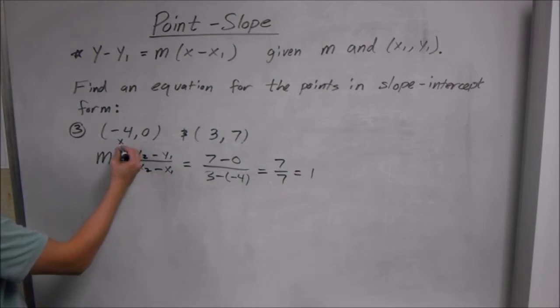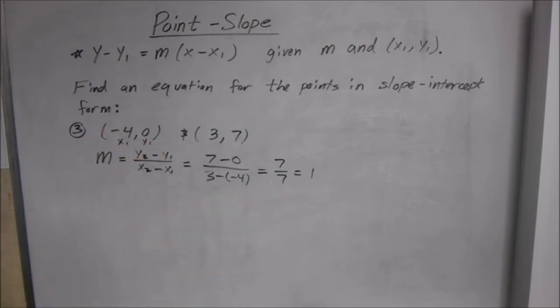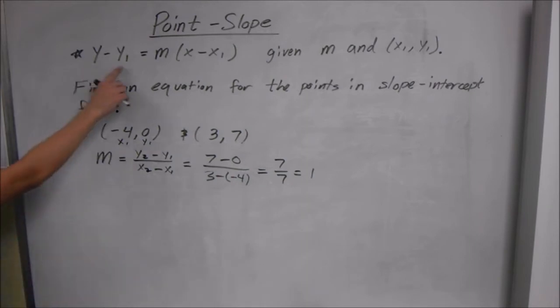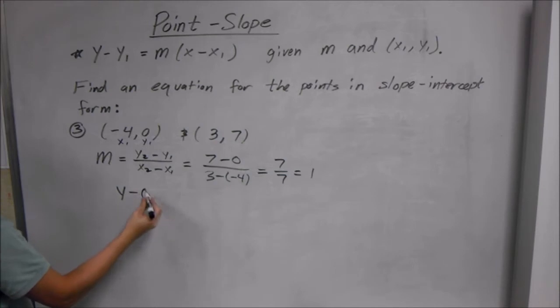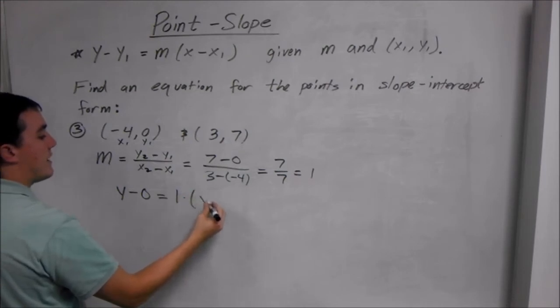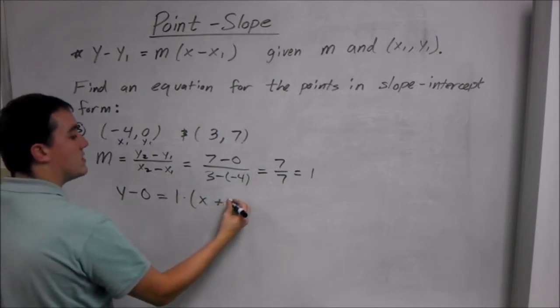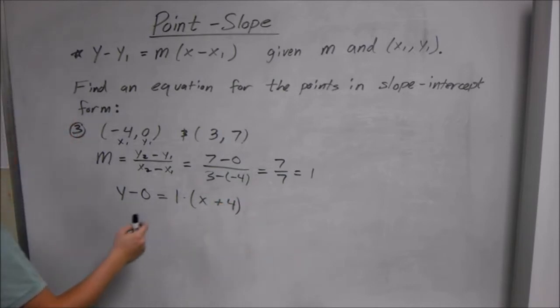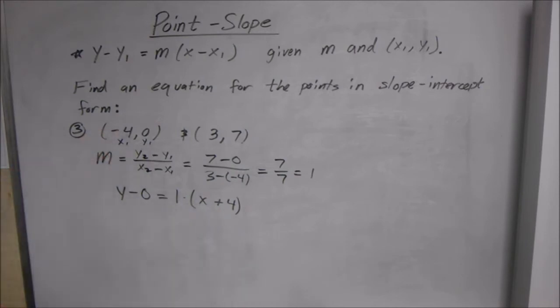So we're going to call this our x1 and y1 when we use point slope form. So we have y minus y1, so y minus, our y1 is 0, equals m is 1, x minus our x1 is negative 4. So we're minusing a negative 4, it's going to give us a positive 4. So going from the point to the equation, it's going to be opposites.